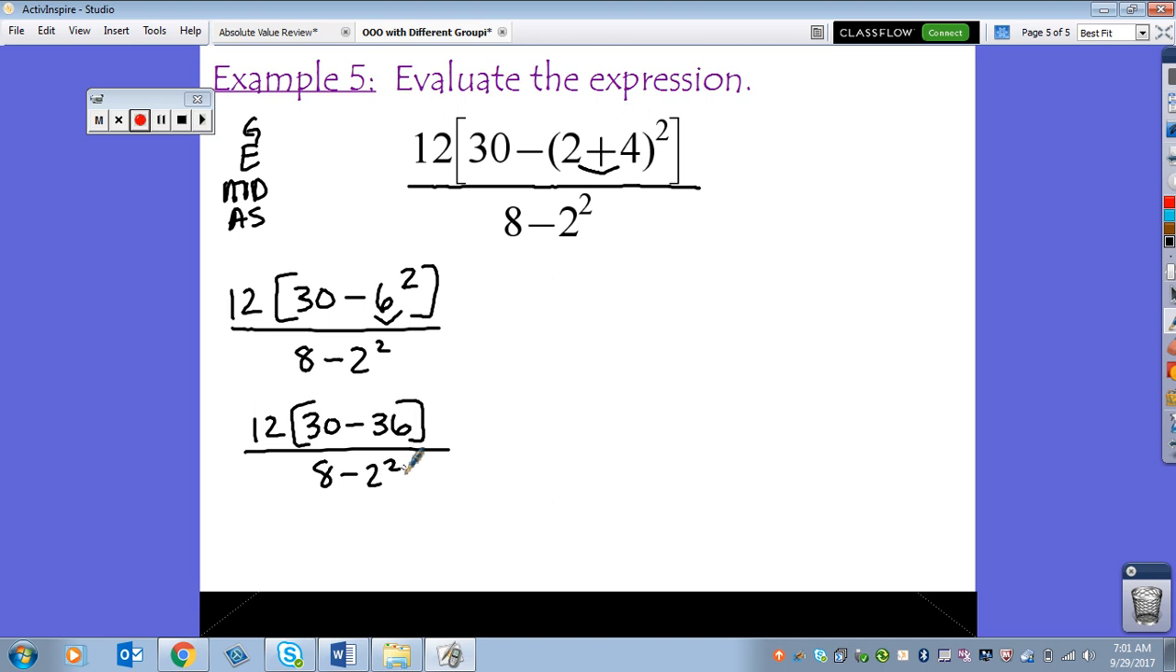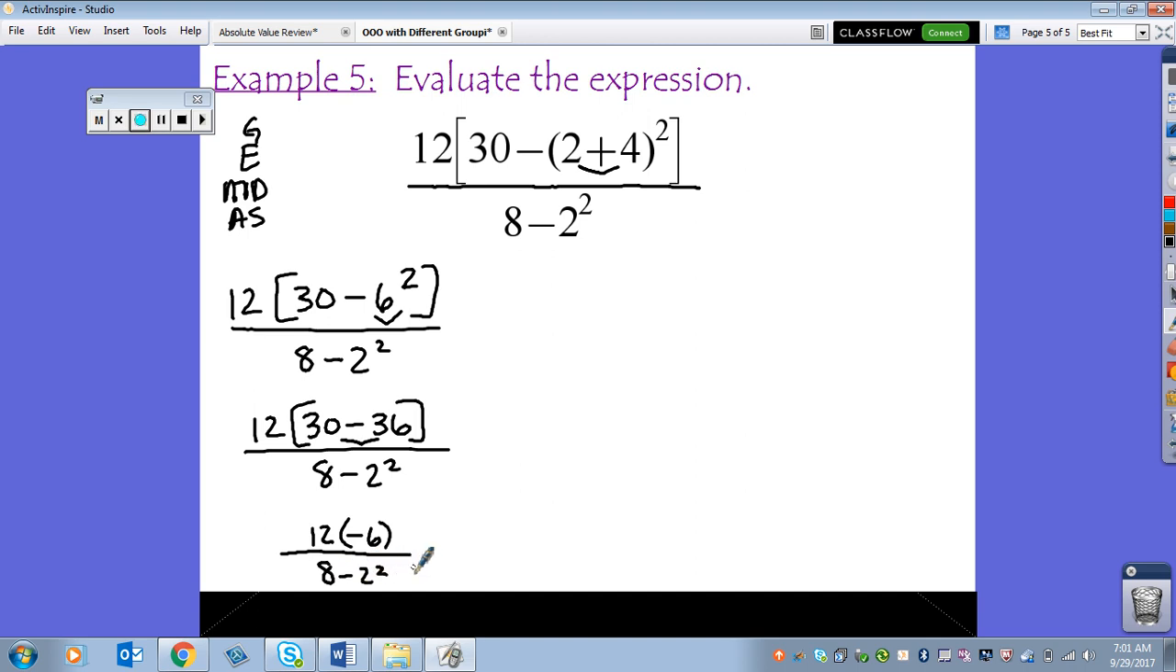I still have my brackets remaining, so I'm going to go ahead and do the only operation inside of them, which is subtraction. I do 30 minus 36 in my calculator and I get negative 6. I can make the brackets into parentheses now just to show multiplication, not for grouping symbol purposes. Bring down the fraction bar and the 8 minus 2 squared.